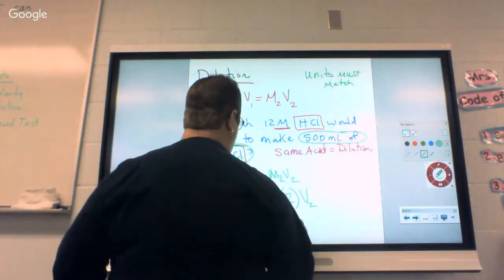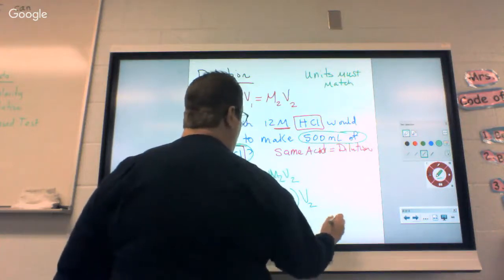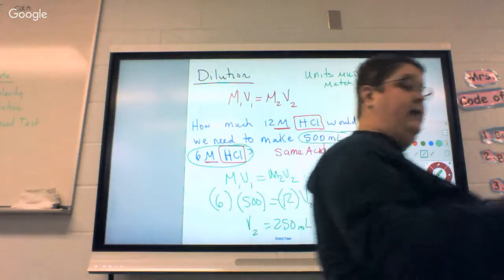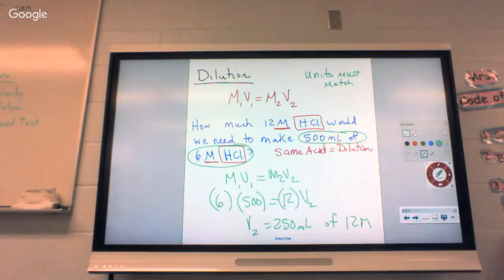So I would need 250 milliliters of that 12 molar to make the solution I'm making. Okay? No, the 250 is what you need. So that's what I would need to use the solution formula. Does that make sense? Okay, so that's all the new stuff I'm going to teach today.